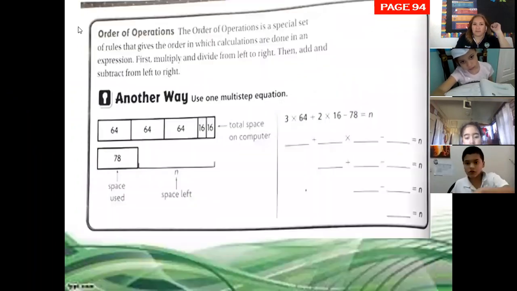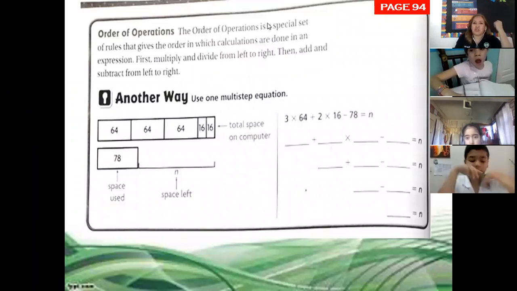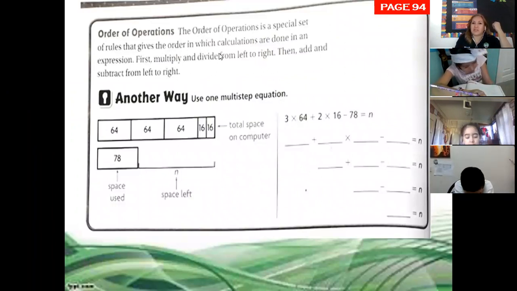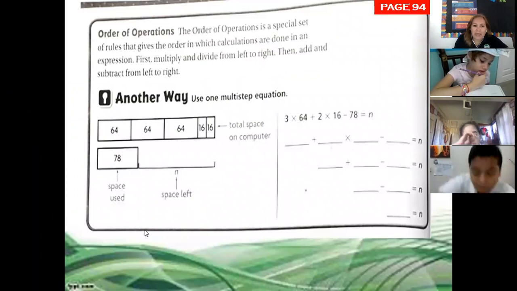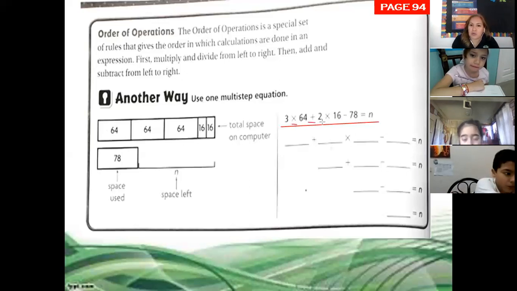Next page, 94. Order of operation. This is pretty important. You're going to continue working with this. Order of operation is a special set of rules that gives the order in which calculations are done in an expression. What is an expression? This is an expression. Look, it's an equation also. In this expression or equation, you can see there is a multiplication, an addition, another multiplication, and a subtraction. All of them combined in the same problem.